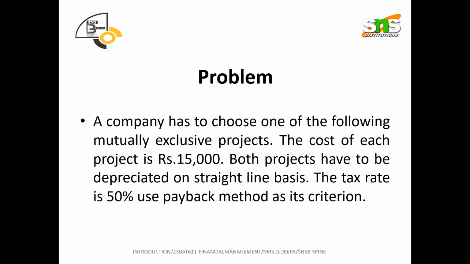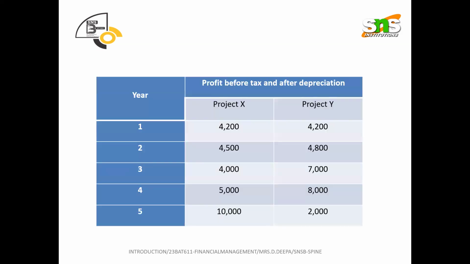Both the projects have to be depreciated on a straight line basis, which means we need to do some depreciation calculation in this problem. Next, tax is also given here as 50%. We need to use the payback period concept for these projects and select the right project. The project that gives the better result for us is the one with the shorter duration. So how do we calculate this?